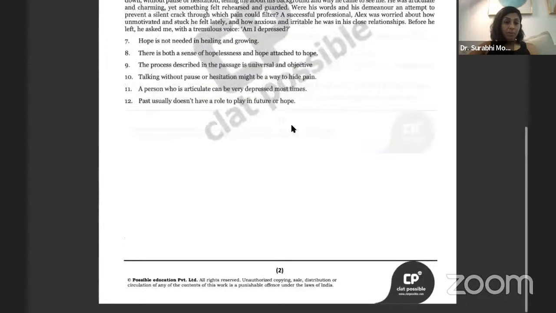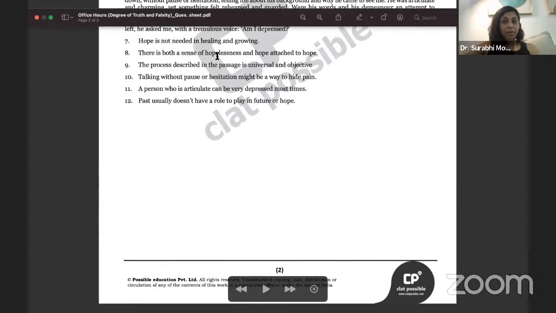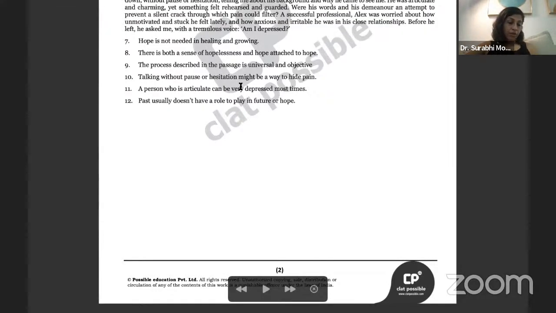Why can't 10th be B? "Talking without pause or hesitation might be a way to hide pain." It's a "might" thing, no? Shivani, so it is a way to hide pain. Answer is B. "It might be a way to hide pain" is clearly given in the passage. Hence answer is A. So because of the word "might", my answer changes from B to A. I hope that you understand that.